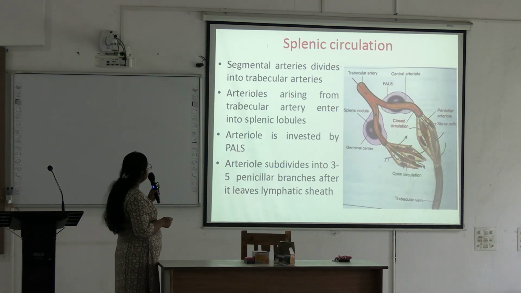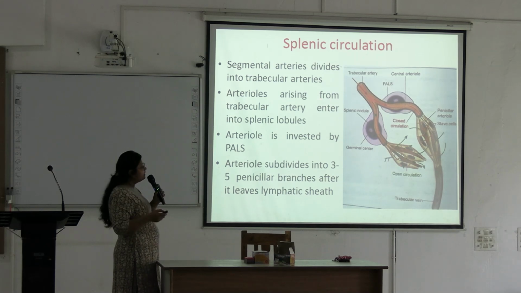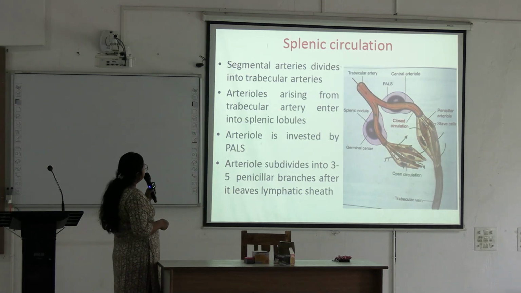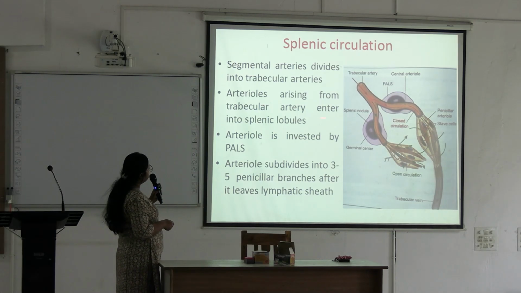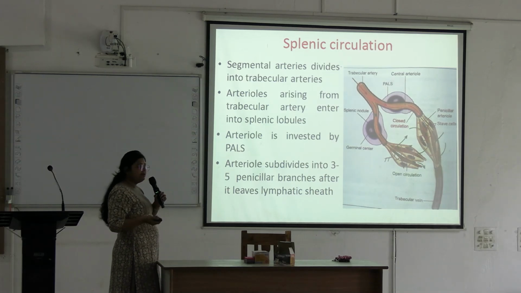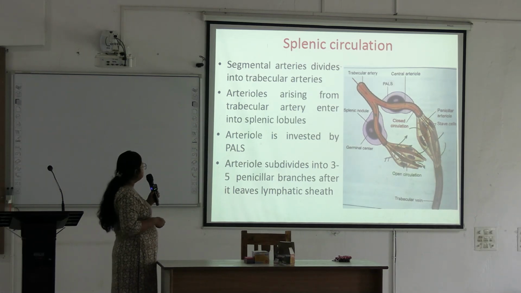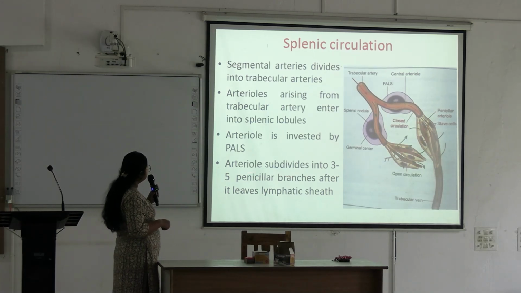And arterioles arise from the trabecular artery. These are the arterioles. Arterioles means smaller branches than the artery, okay? So these arterioles arise from the trabecular artery, enter into the splenic lobules, and each arteriole is invested by the periarteriolar lymphatic sheath, and these arterioles subdivide into 3 to 5 penicillar branches. Here are the penicillar branches after it leaves the lymphatic sheath.